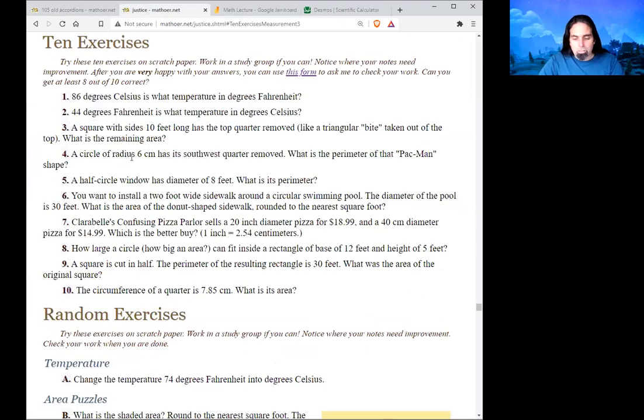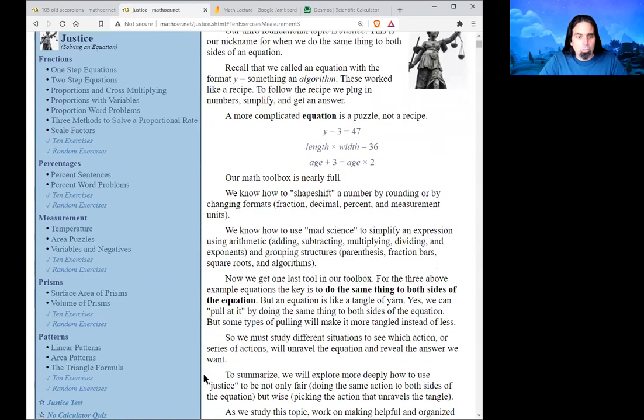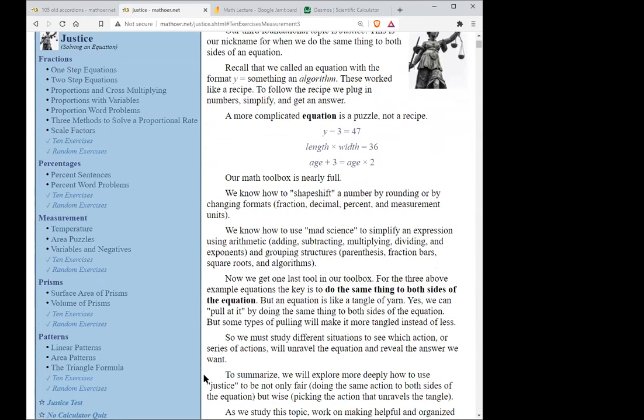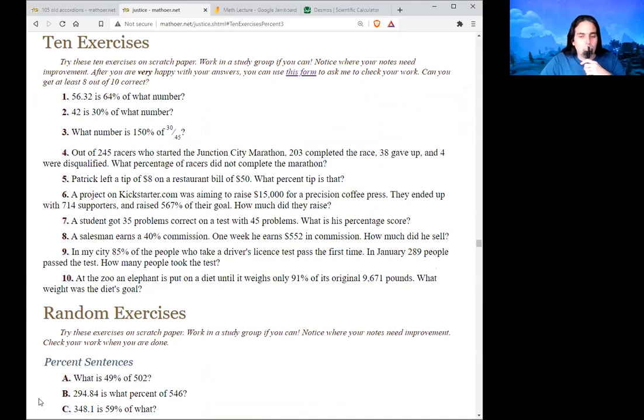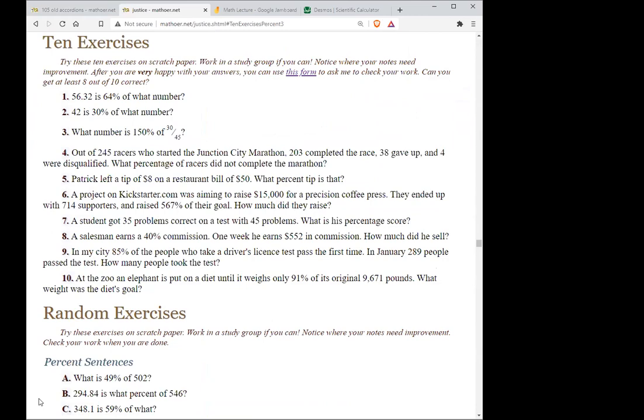Other homework questions from either this or someplace else in the Justice? I had some under the percentages, the percent. Which one? 5 and 6.